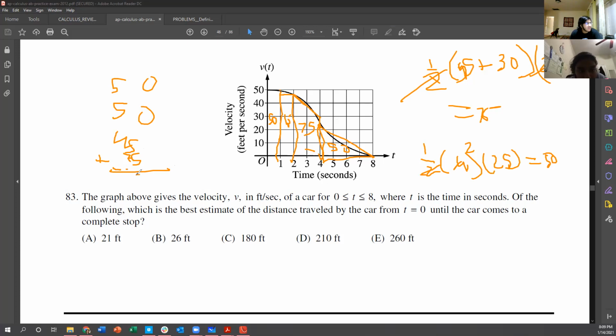5 plus 5 is 10. Carry the 1. 4 plus 7 is 11. Plus 1 is 12. Plus 10 is 22. So about 220-ish. So I'm going to go with D. That's my best guess. So it's just a matter of breaking it up and kind of making estimations here and there. Hopefully my estimations weren't too bad.